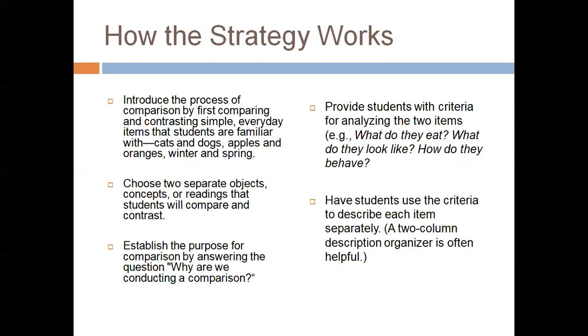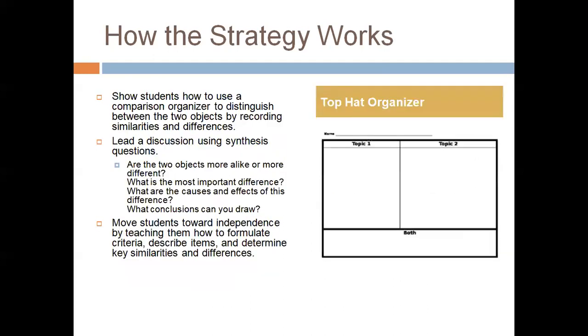And also, you have students use a criteria to describe each item separately. A two-column description organizer is usually the most helpful way in doing this. Continuing on how the strategy works, you show students how to use a comparison organizer to distinguish between the two options by recording similarities and differences.